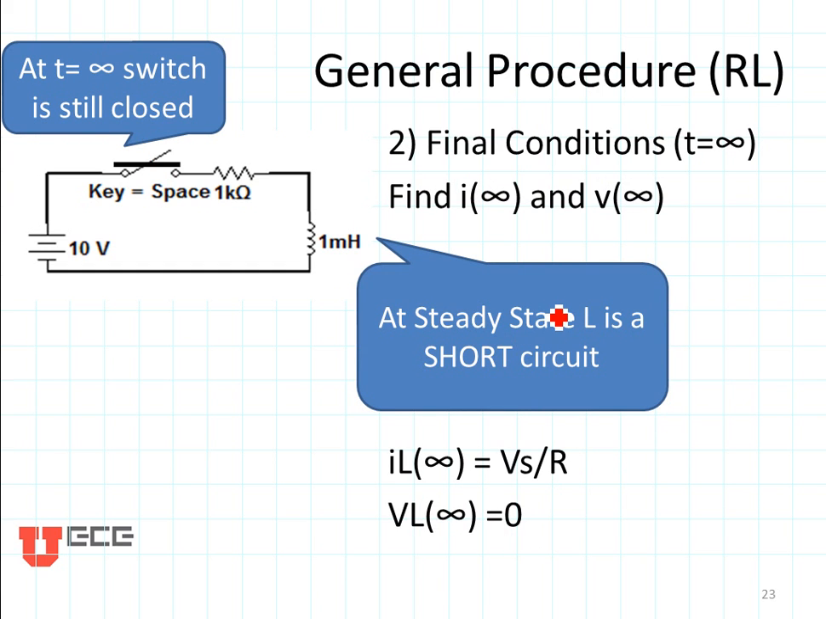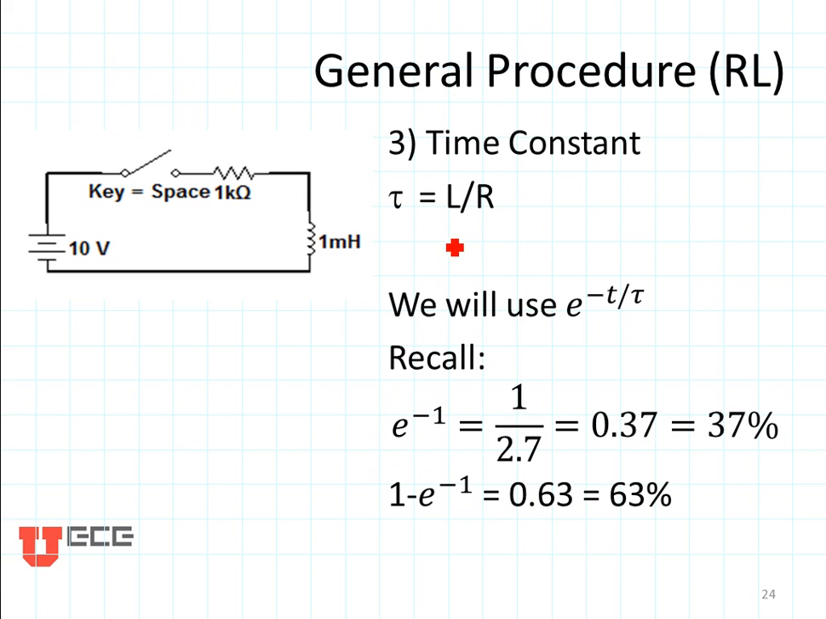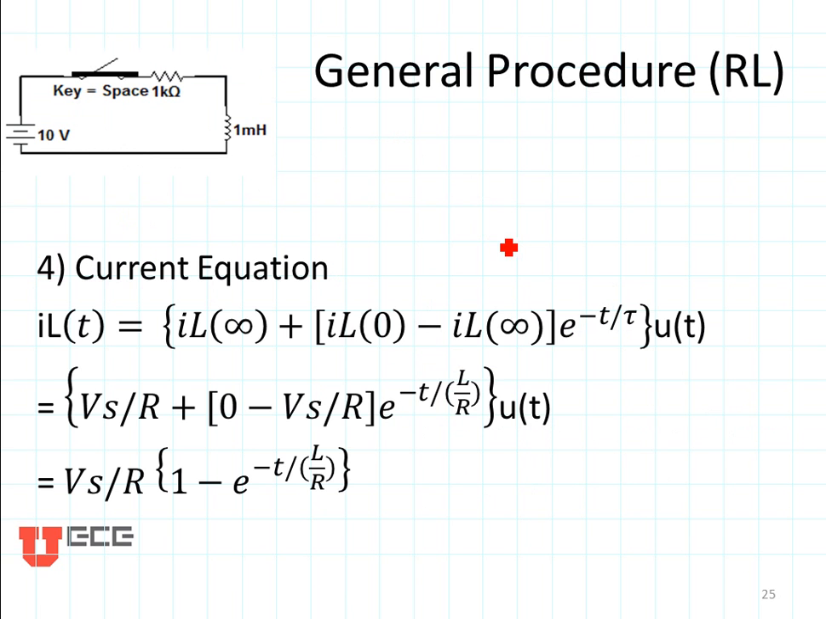Now we need to go to find what's going to happen in the steady state, or the final conditions. Then we look to see what the current is going to be, and in this case the inductor is going to be a short circuit because it is now able to fully take all of the current that's going through it. So the current at infinity is Vs over R, and the voltage is 0. Next, we need to consider the time constant, which for an inductor is L over R, and again remember that the same exponents apply. Then we use this equation for the current. It looks very similar to the voltage equation for the capacitor. Plugging all of our things in, we come up with exactly the same current equation that we had last time.